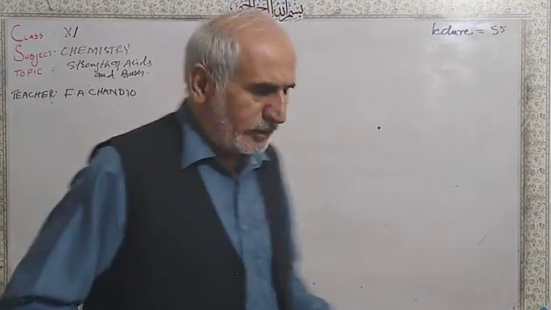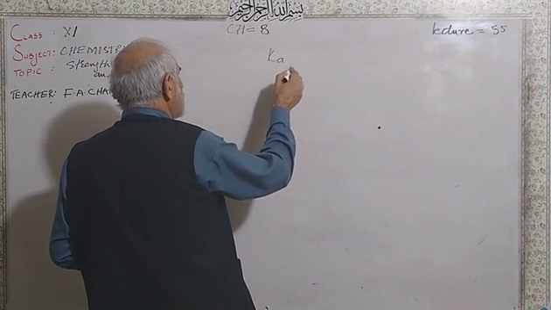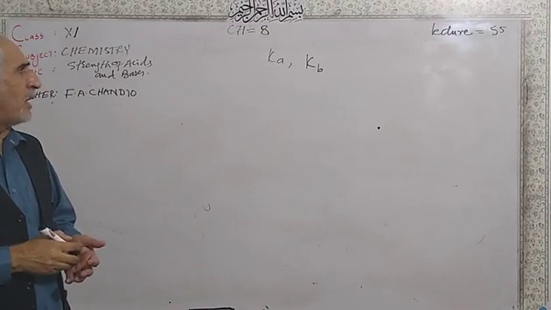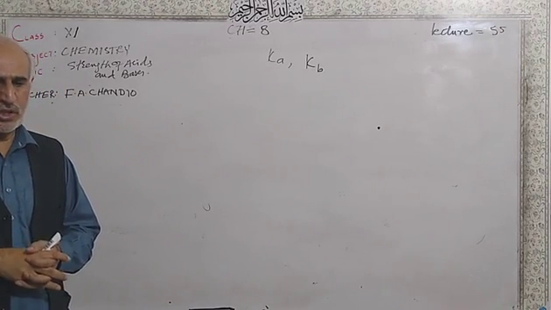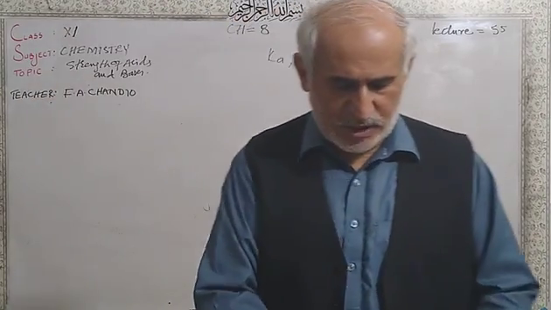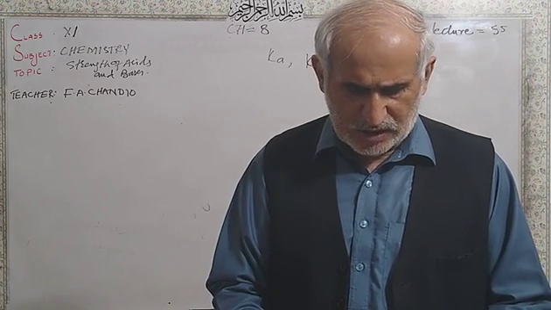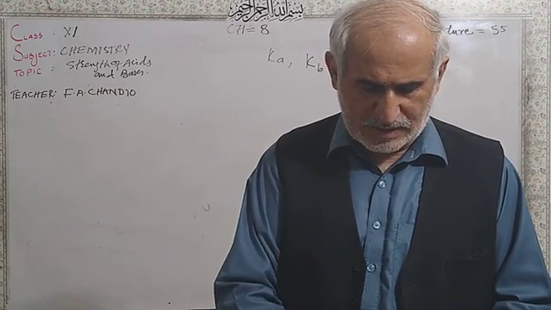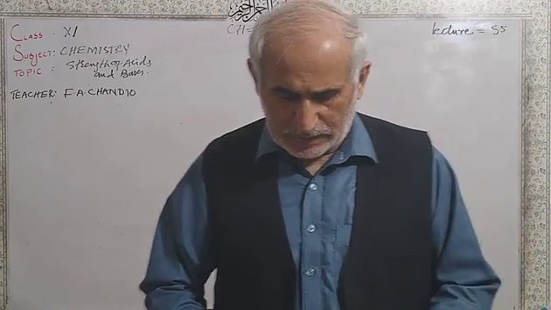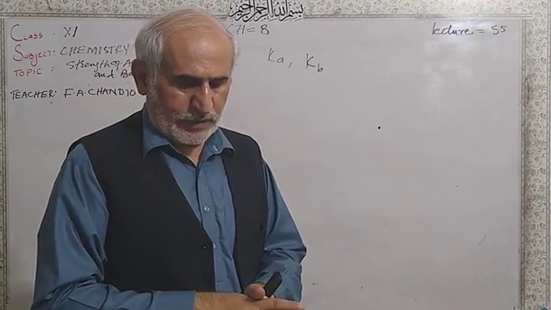Ka is called the ionization constant or dissociation constant for the acid, and Kb is the ionization constant or dissociation constant for the bases. So, dear students, there is a derivation for it, and I am going to derive it here.